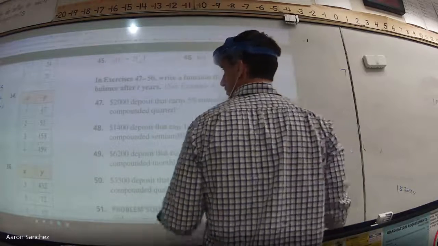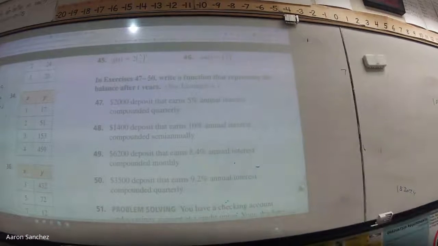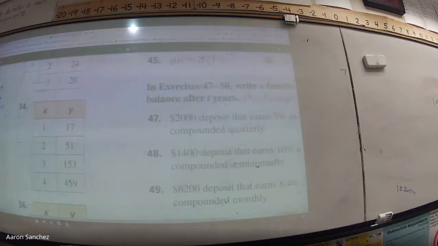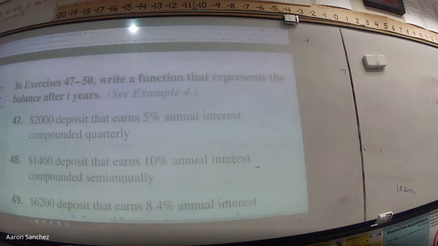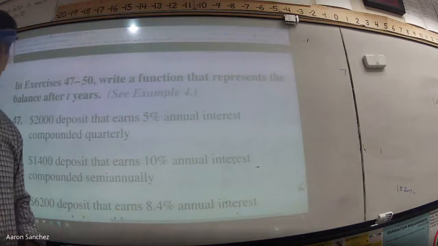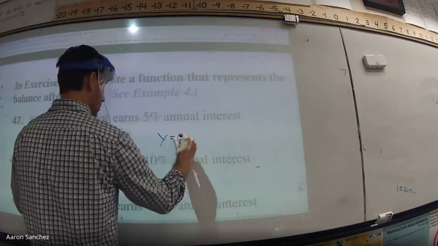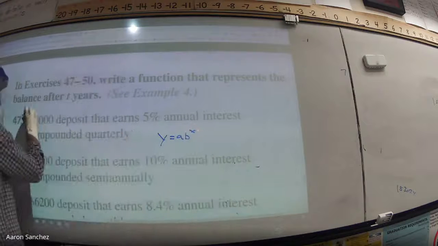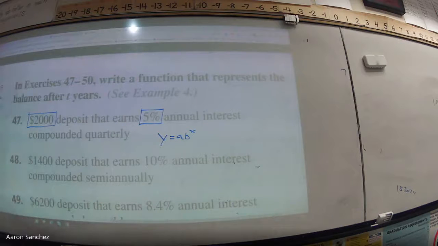Okay, we're doing 47. I feel like I should make that bigger. So we got to write a function for this. Number 47. Edgar, can you read that? Okay. So we're going to write this as an exponential function. We have 2 numbers here. Remember, one of these is my a and one of these is my b, because we had to write it as a function. It has to be like this: y equals a b raised to the x. I have 2,000 and I have 5%. I want to write that as a function.